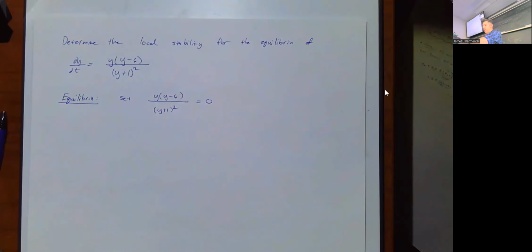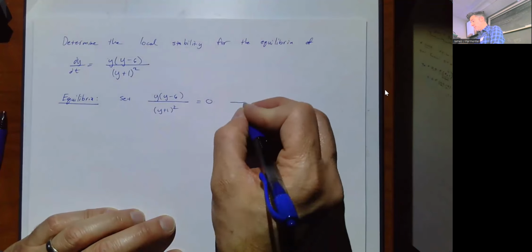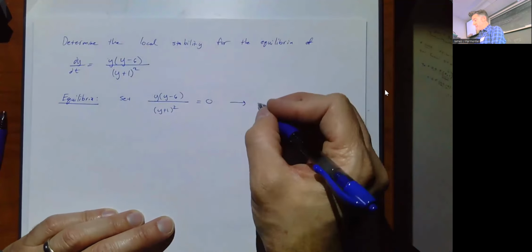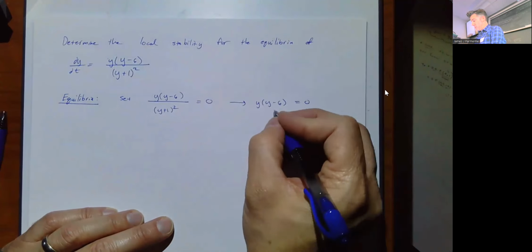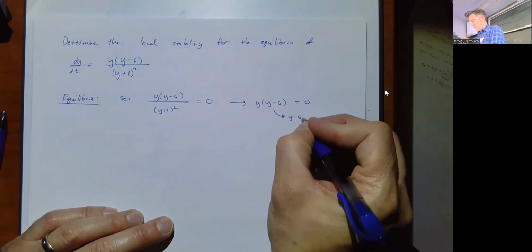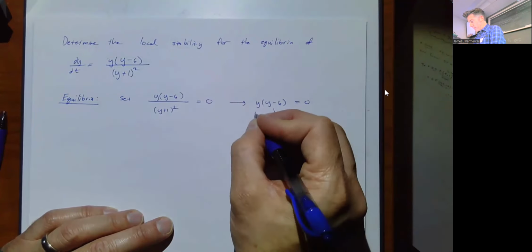So, to find the equilibria, just like every other time, we're setting the derivative equal to 0. And to me, it feels obvious what the solutions are here. What's one of the solutions? Yeah, definitely 6. Really, what you can do is multiply the top and bottom by the denominator and say we just have y times (y minus 6) equal to 0, which means you either get y minus 6 equal to 0, which gives you y equal to 6, or you get y equal to 0.